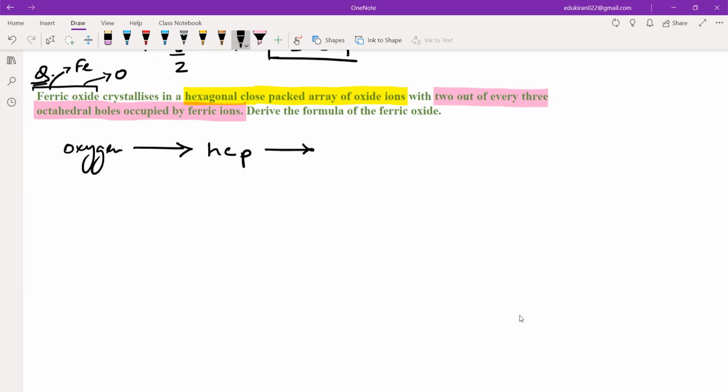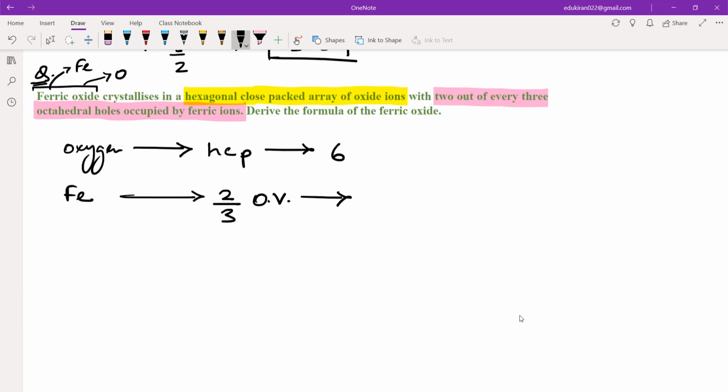6. Correct. So when you have packed array, then you just write whatever Z is of that particular packing. Then you have Fe ions, ferric ions, and these are at what? 2 out of 3 octahedral voids. So 2 out of 3 octahedral voids.